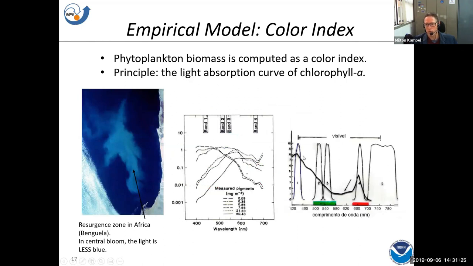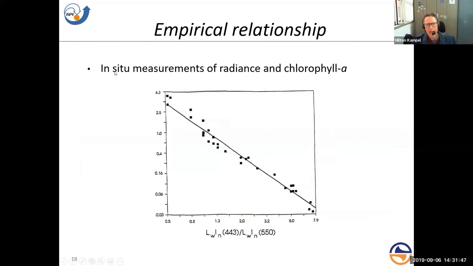The principle, as I mentioned before, is the light absorption curve of chlorophyll. Here on the right, you can see that there is a strong peak of absorption in the blue and a smaller peak in the red. However, red light does not penetrate very deeply into the water column, but the blue and the green do, and there is not much variation in the green. Here you have one of the basic graphs from the CZCS science team in the 80s, showing that the blue-green ratio of water-leaving radiance against chlorophyll concentration is very linear and could be approached as an empirical model. So that was the beginning of this story.